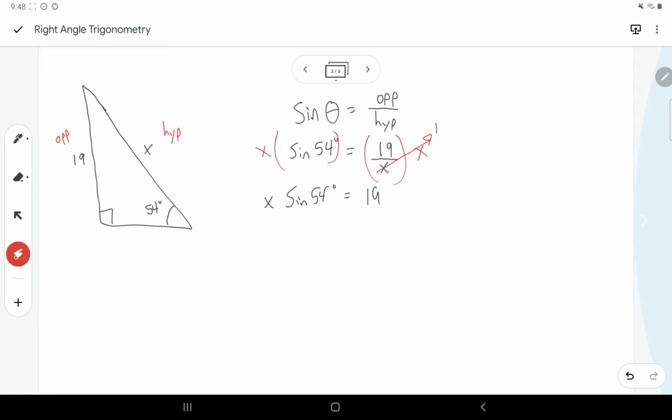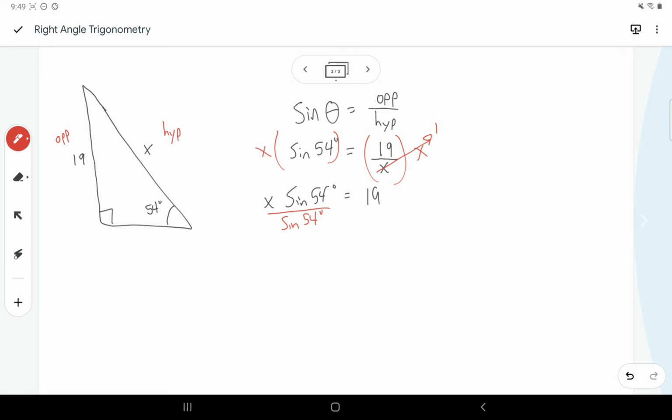Getting closer. Now we just want x on its own, so we've got to get rid of this times sine of 54. So we need to do the opposite of that to get rid of it. The opposite of times is divide, so we're going to take divided by, and then we divide by the thing we want to get rid of, so sine of 54. So note, it's not divided by sine, it's not divided by 54, it's divided by sine of 54. Sine of 54 is a number of itself. Sine isn't a number.